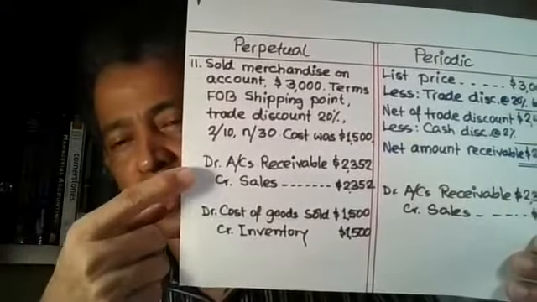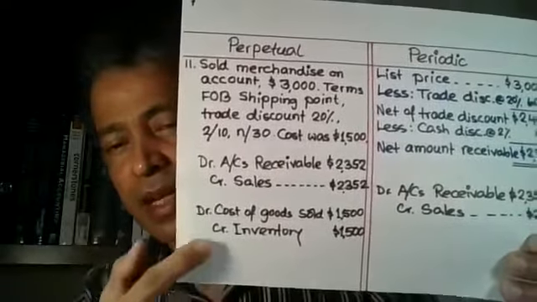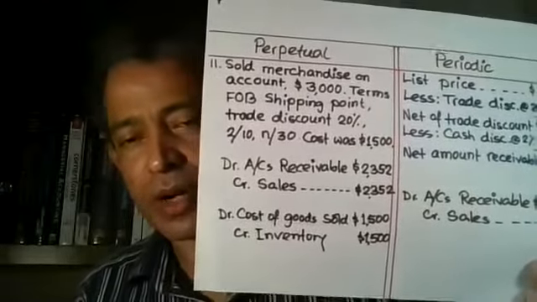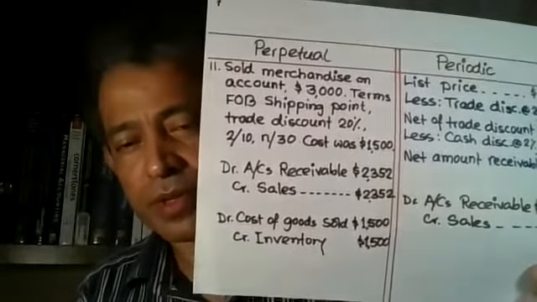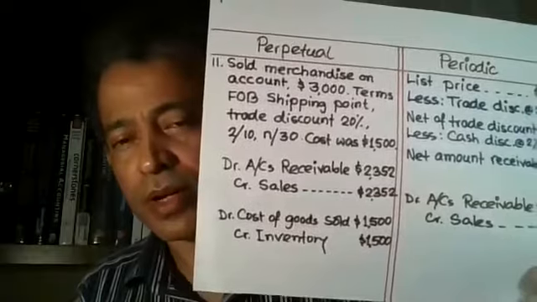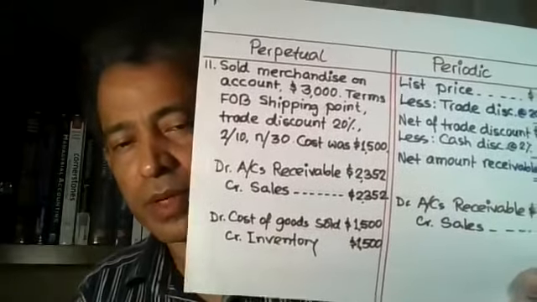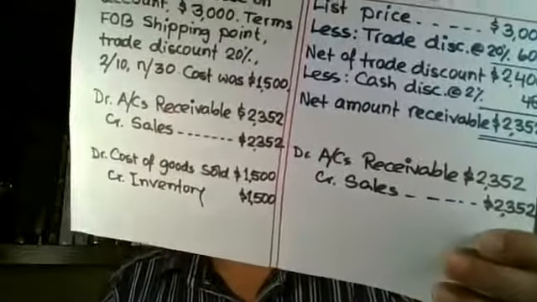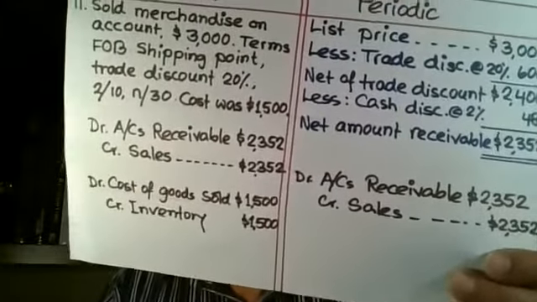The first entry is at the selling price. The second entry is at the cost price. For every sale, this is going to happen under perpetual: debit cash or accounts receivable, credit sales, and debit cost of goods sold, credit inventory. And under periodic, no surprise, debit accounts receivable and credit sales. Single, simple journal entry. Well, keep an eye on this. Part of this $2,000 is going to be coming back, and see how we deal with it.